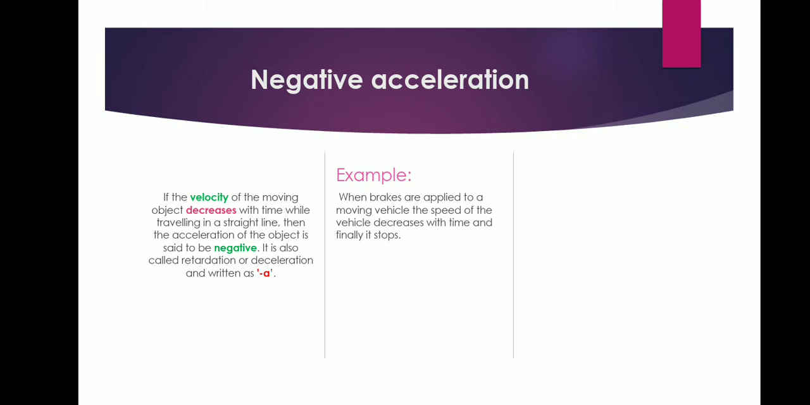If the velocity of the moving object decreases with time while traveling in a straight line, then the acceleration of the object is said to be negative. It is also called retardation or deceleration and is written as negative a. So negative a is the symbol of negative acceleration. The acceleration can be negative. Okay, here we have an example.